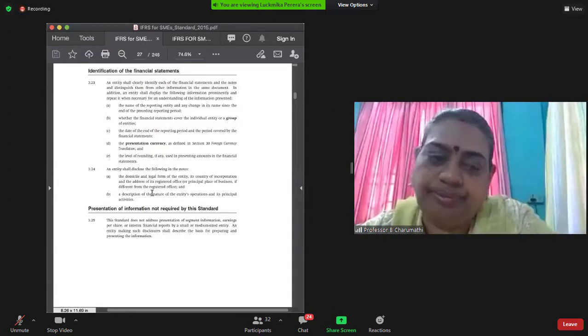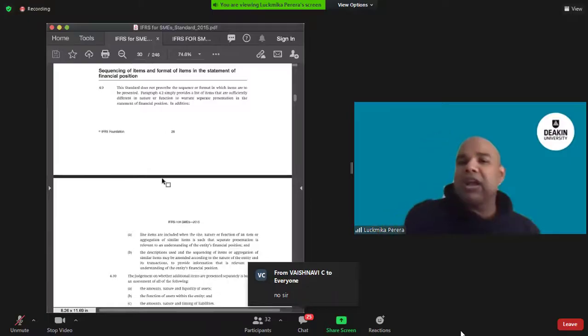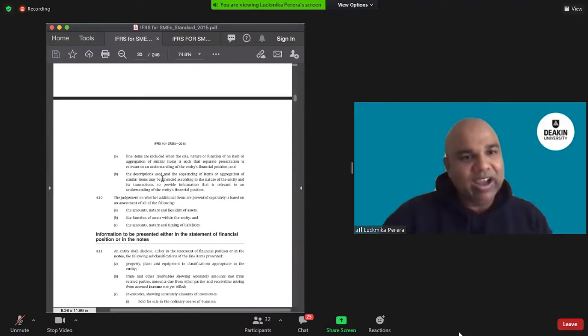Sequencing of items and formatting of items in the statement of financial position. Usually we put the current assets first and the non-current assets later. Current liabilities first on the other side of the statement, and non-current liabilities afterwards. Okay. So that's to give you an idea of how you present it.